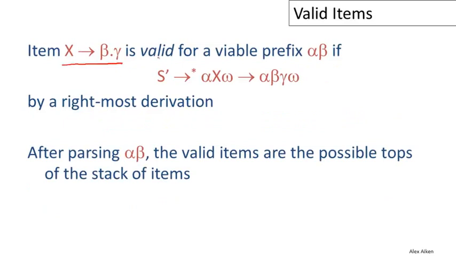We'll say that a given item is valid for a viable prefix αβ if the following is true. That beginning from the start symbol, this is our extra start symbol, and by a series of rightmost derivation steps, we can get to a configuration αXω, and then in one step, X can go to βγ. And what this says is that after seeing α and β on the stack, the valid items are the possible tops of the stack of items. That this item could be the termination state of the non-deterministic automaton.